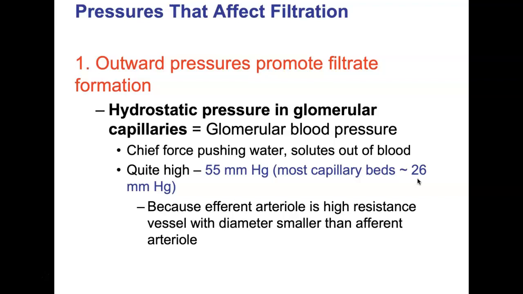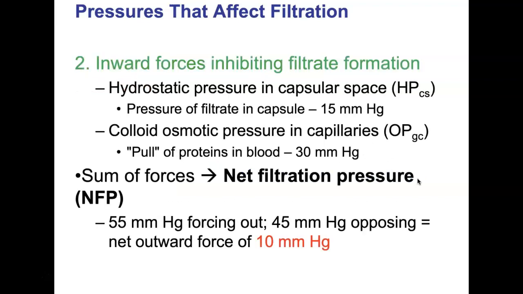So now that we've discussed the outward pressure, let's move over to the inward pressures. There are two that we need to discuss. The first one is going to be the hydrostatic pressure in the capsular space, and this one's abbreviated HPCS, and this is the pressure exerted by filtrate in the glomerular capsule. The hydrostatic pressure in the capsular space is much higher than hydrostatic pressure surrounding most capillaries, just because filtrate is confined in a small space with a narrow outlet.